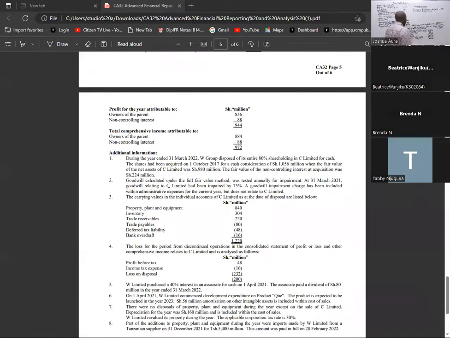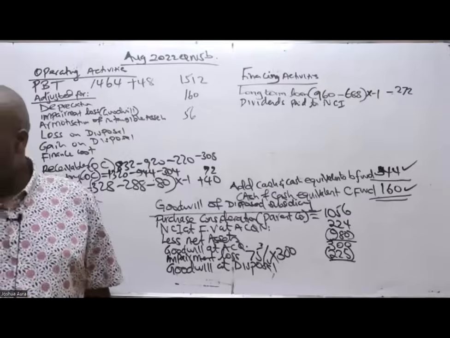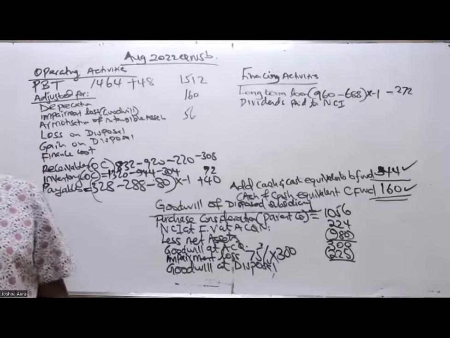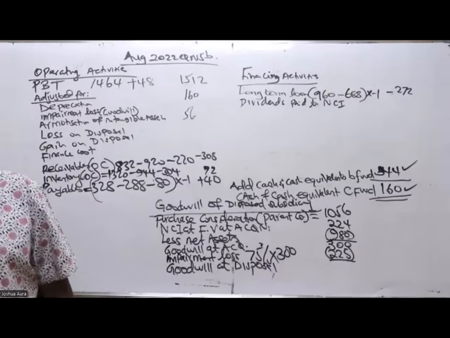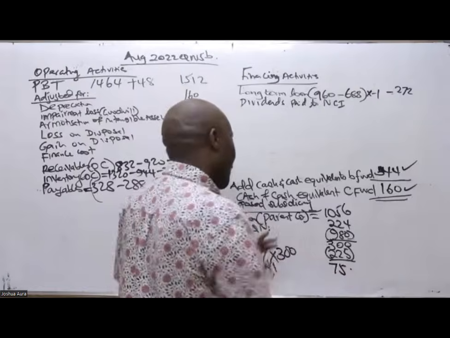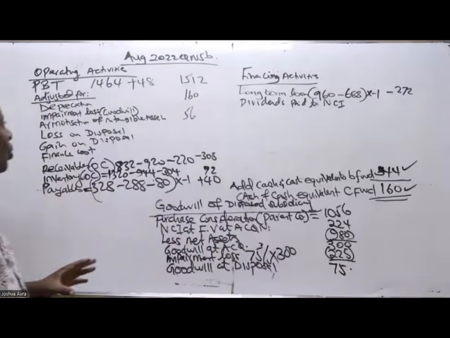That is what you subtract for you to get goodwill at disposal, because this was disposed. Remember that this was disposed. So, ladies and gentlemen, what figure are we getting here? So, Nasema, this goodwill at disposal is 75. Thank you so much.